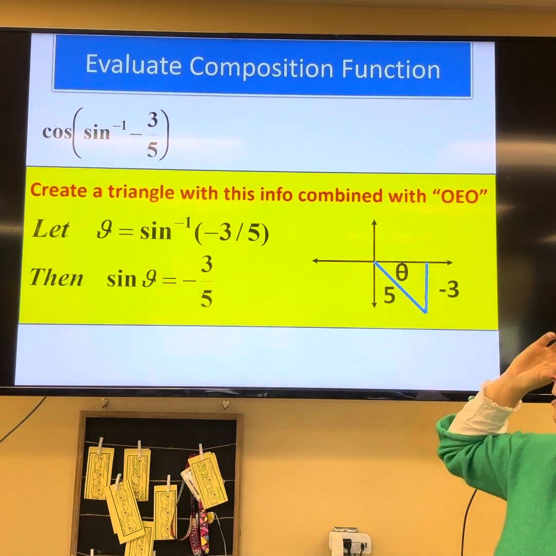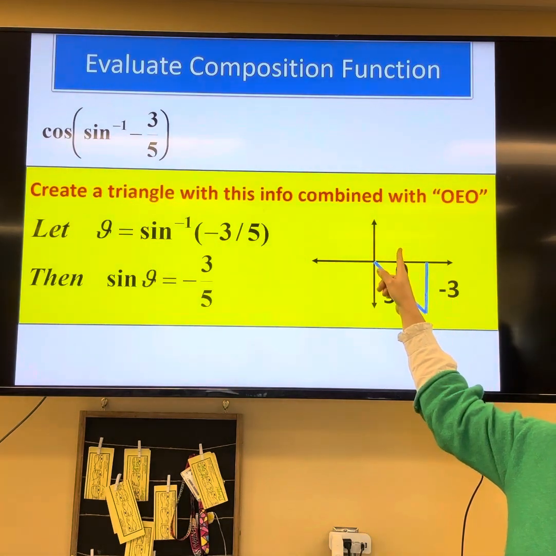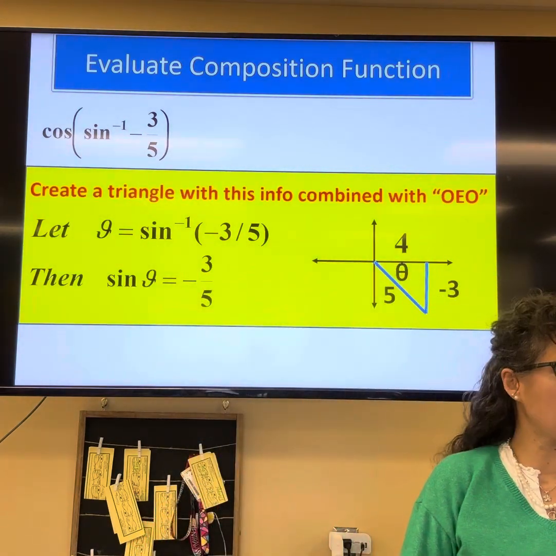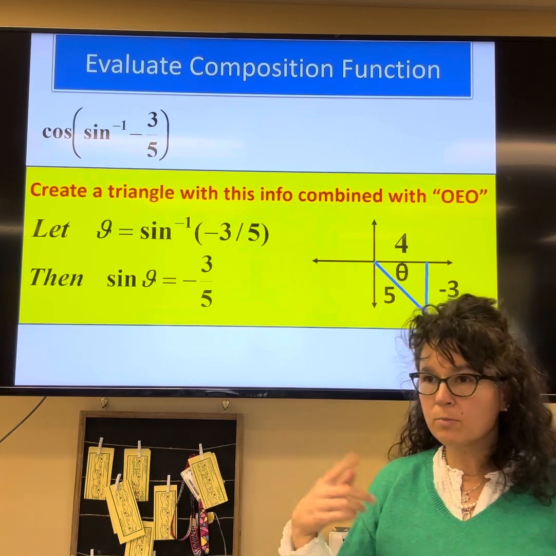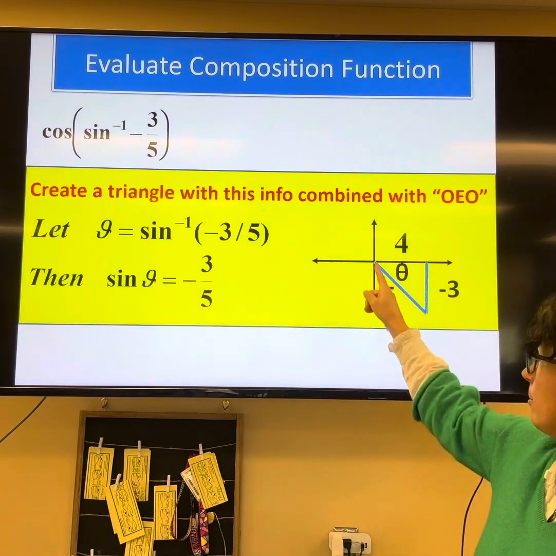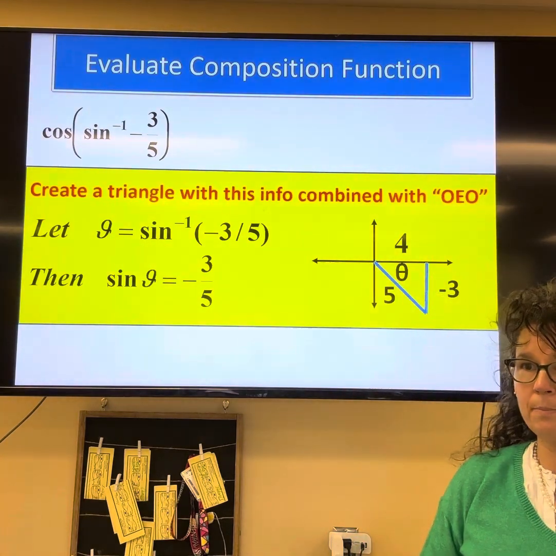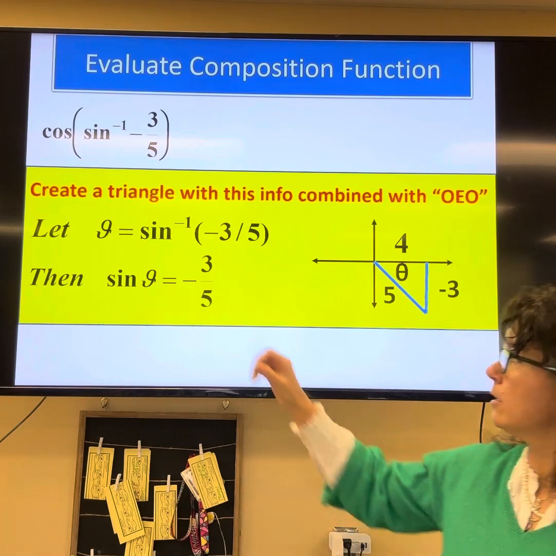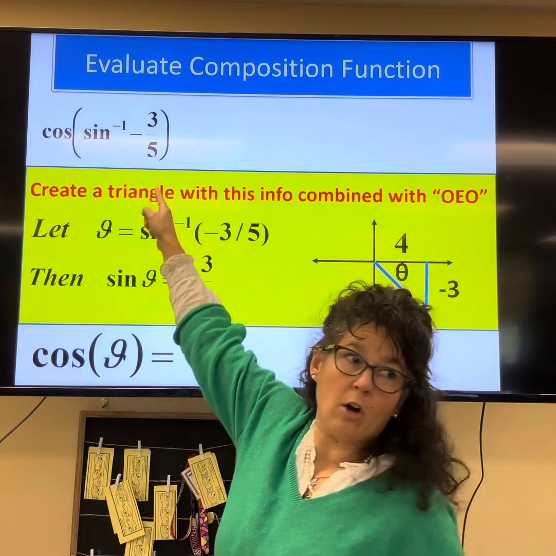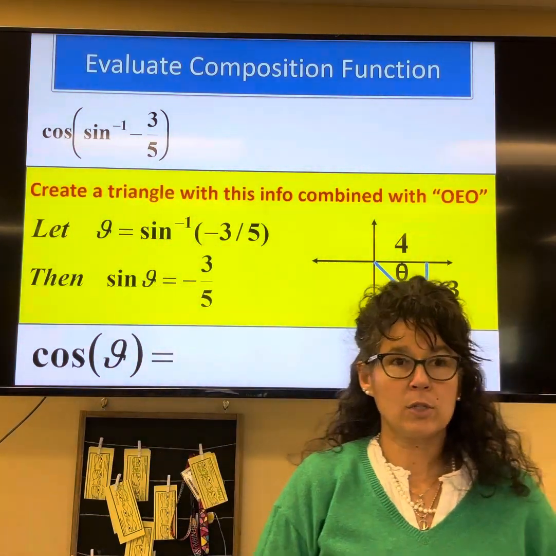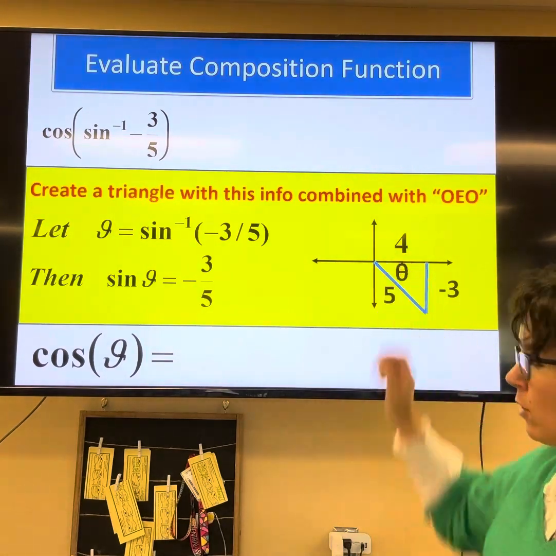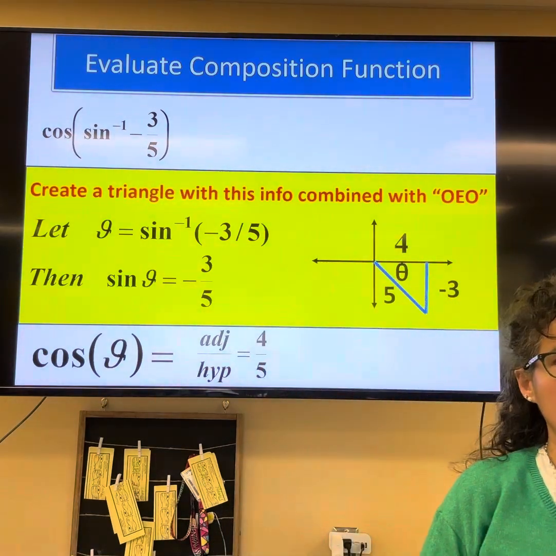Okay, so using the Pythagorean theorem, I'm taking -3 squared plus unknown squared equals 5 squared, and I come up with 4. One more time, it's positive 4, because when you solve the Pythagorean theorem, you get plus or minus 4, but because this is right, it's positive 4. Now that I have my triangle built, I can find the cosine of theta. I'm just going to emphasize that we called what's inside there theta, and the cosine of theta is adjacent over hypotenuse, so that's going to be 4 over 5, and we have that solution.